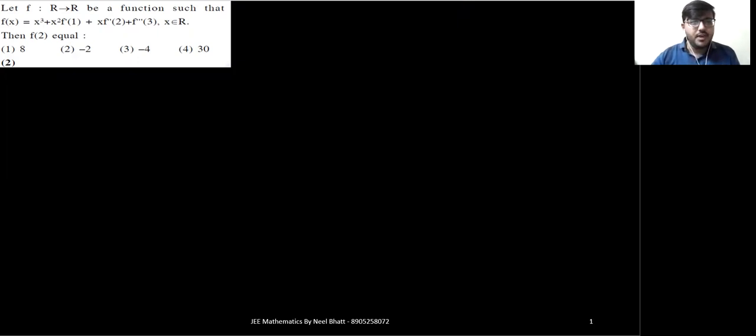In that we are given that a function f from R to R is such that f(x) equals x cube plus x square into f dash of 1 plus x into f double dash of 2 plus f triple dash of 3, where x belongs to R. Then we have to find out f of 2.